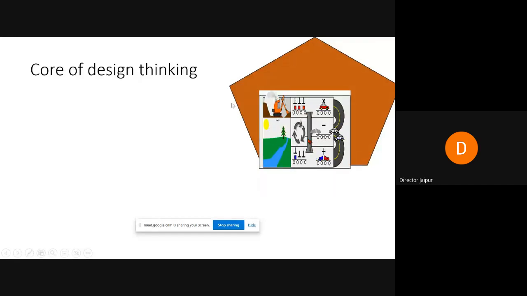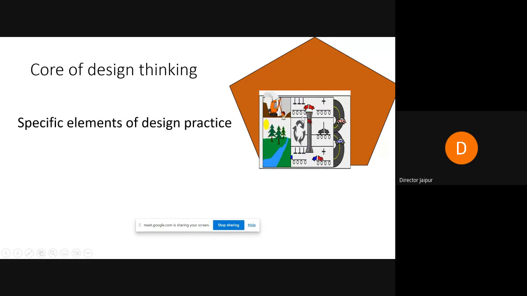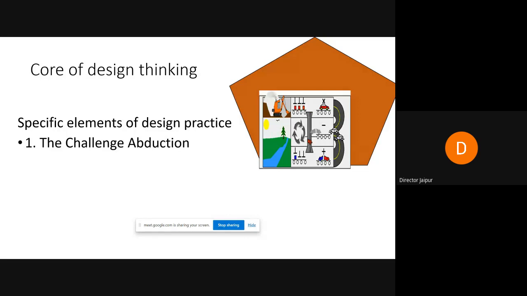So you must be seeing an image here, a particular process which we apply in many industries. So these are some elements of design thinking. The main challenge is abduction. Abduction is nothing but what plus how gives you a value or gives you a result. So that's what is called abduction.